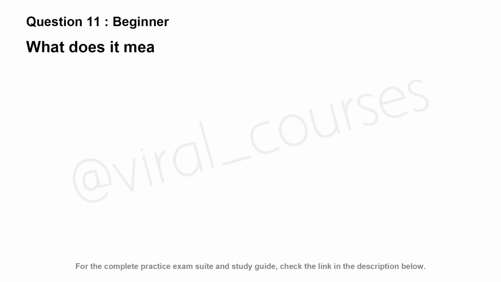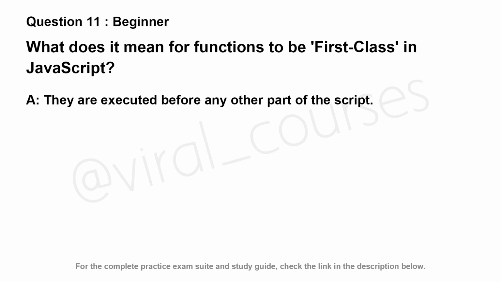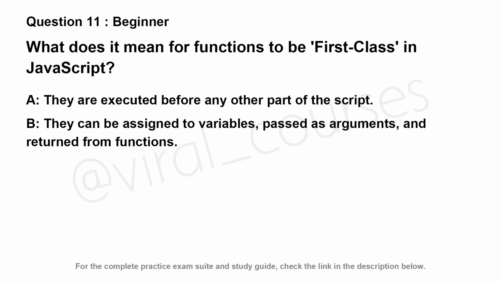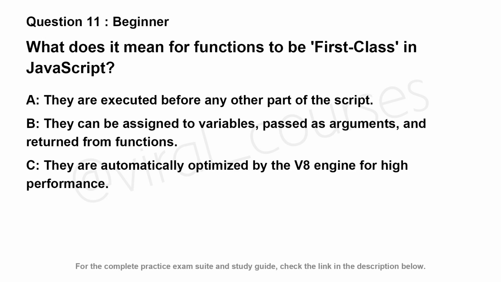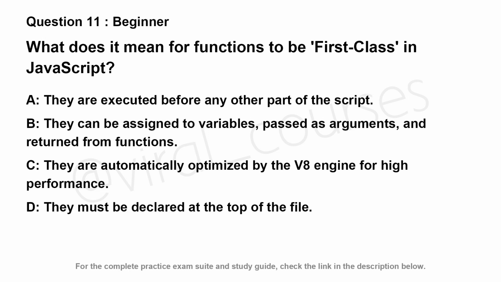What does it mean for functions to be first class in JavaScript? Option A. They are executed before any other part of the script. Option B. They can be assigned to variables, passed as arguments, and returned from functions. Option C. They are automatically optimized by the V8 engine for high performance. Option D. They must be declared at the top of the file.